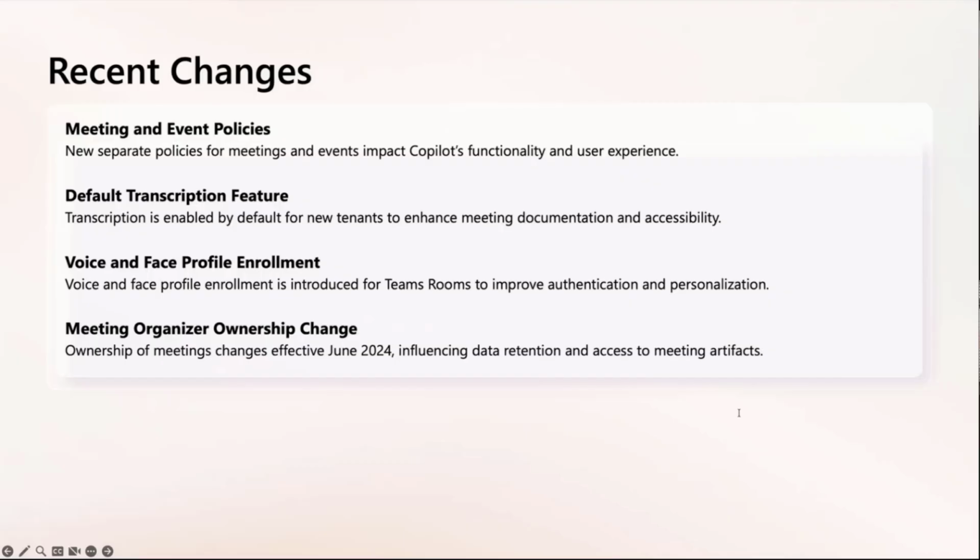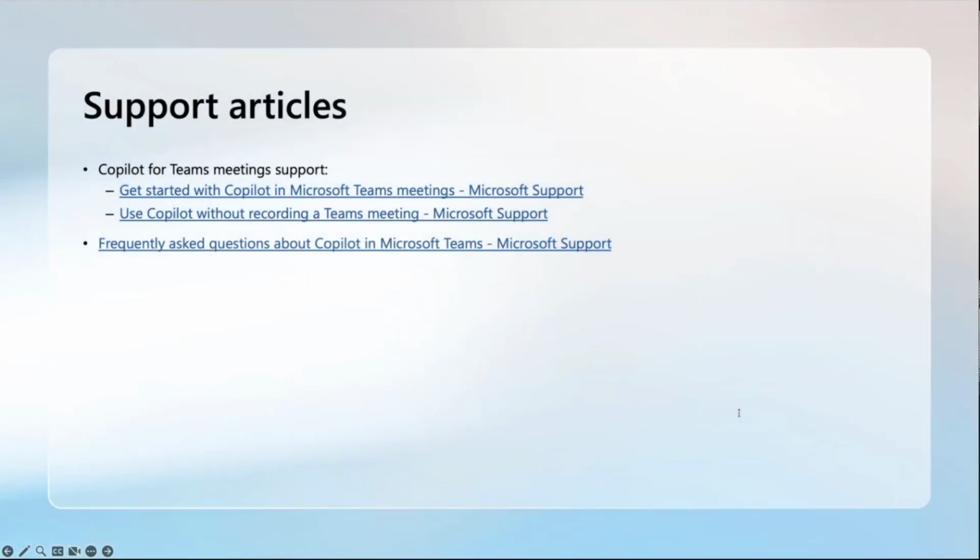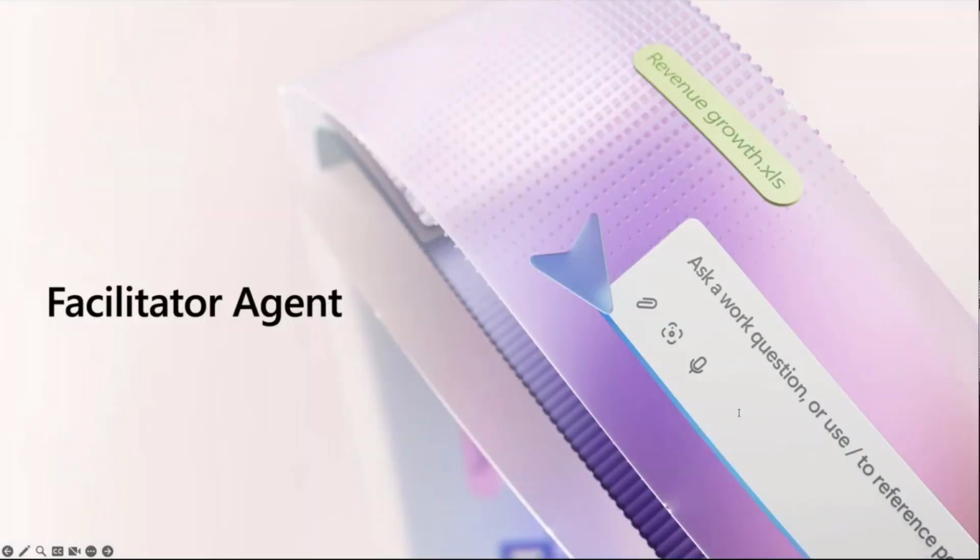And then as far as the organizer ownership of a specific meeting, that has also changed since June 24. So basically, that was where we started storing those recordings inside of OneDrive, so that the data retention and access to those meetings was changed. I'm sure you all know about that already, but it was quite a significant change with regards to where we stored those recordings. If you ever wanted some of the support articles, I'll post these in the GitHub when we're done. And then let's get to some of the fancy stuff now.